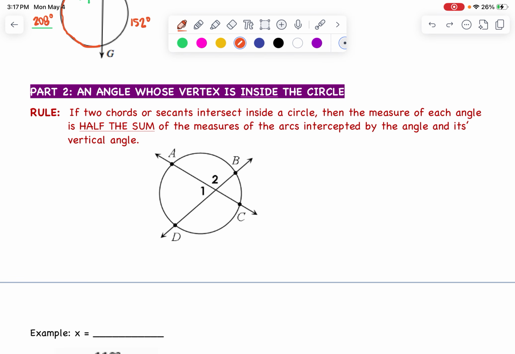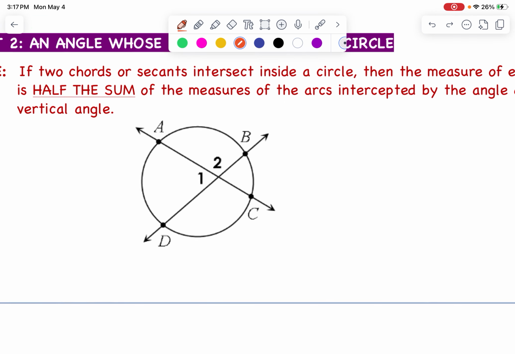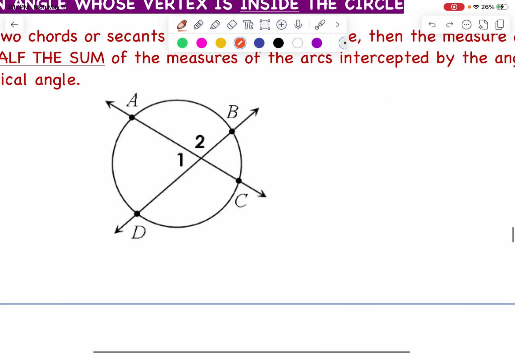It says if two chords or secants intersect inside the circle, then the measure of the angle is half the sum of the measure of the arcs intercepted by the angle and its vertical angle. All right, that's very wordy. So basically what that's saying, let's say I want to focus all my attention on angle 1. Well, we also know that I could label this angle 1, right? Because it's the vertical angle. I don't like writing my ones like that, right? It's the vertical angle, so we could also call it angle 1.